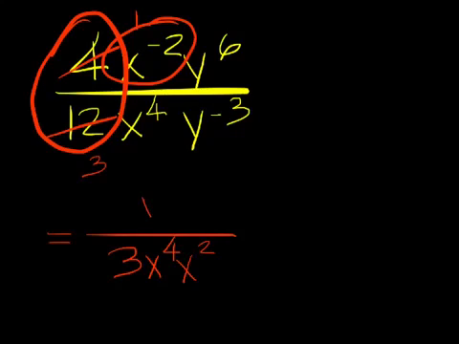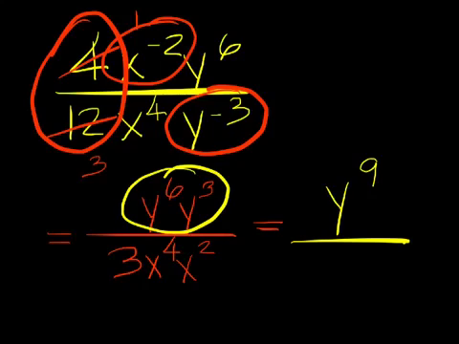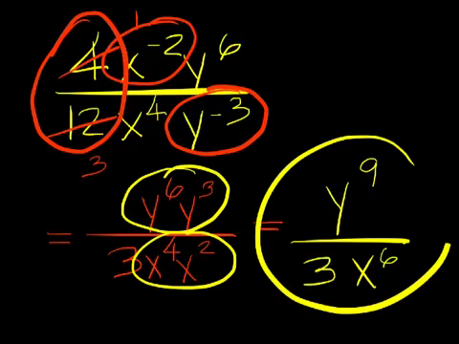On the top, you have a y to the sixth. It does not move. But this y to the third on the bottom goes to the top, becomes a positive exponent of 3. Now simplify whatever you can. Notice you have two y's on the top. Y to the sixth times y to the third, that's y to the ninth. Your 3 stays on the bottom. X to the fourth times x to the second is x to the sixth.